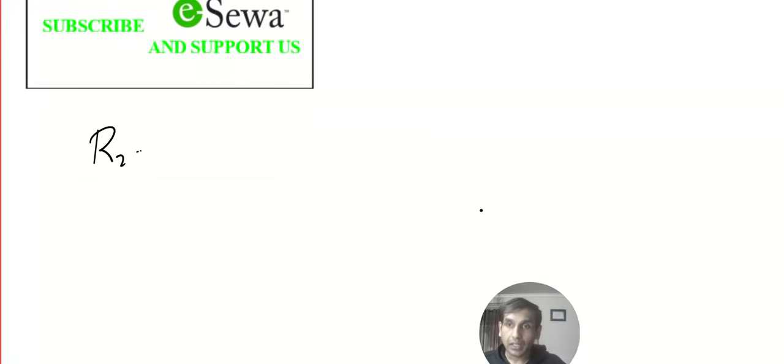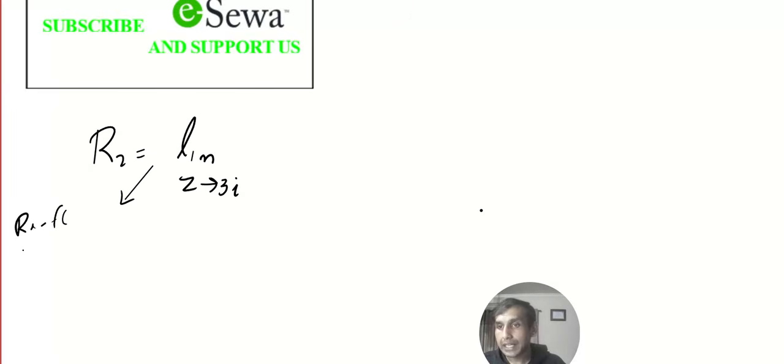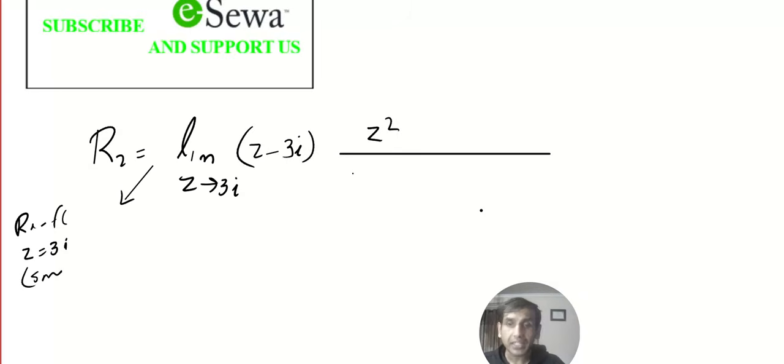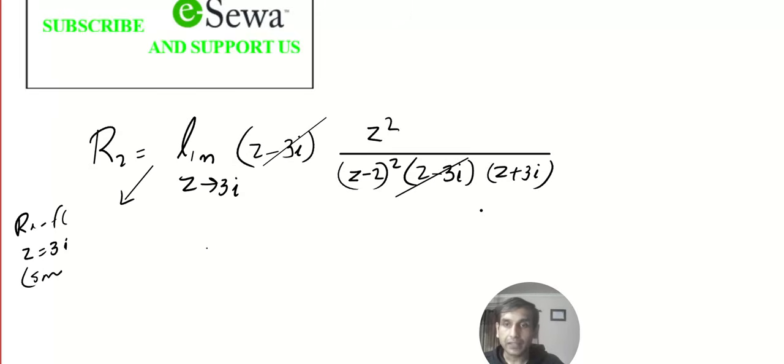Limit z tends to 3i. In the examination, you have to explain: residue of the function at z equal to 3i, which is a simple pole. Simple pole means order is 1, the formula is simple. (z minus 3i) into z square divided by, how do you factorize? Very simple. (z minus 2) whole square, (z minus 3i), (z plus 3i). So this will get cancelled. Again, I am recommending you use technology. So 9i squared divided by (3i minus 2) the whole square.